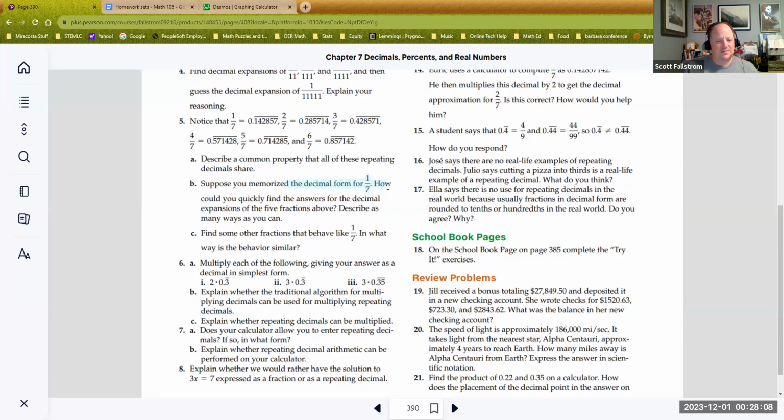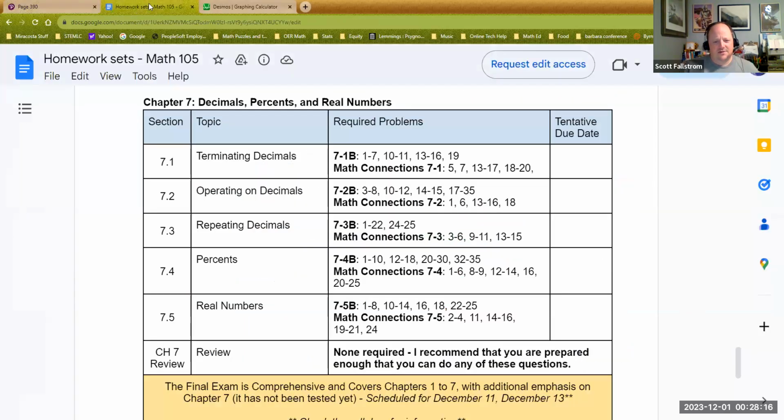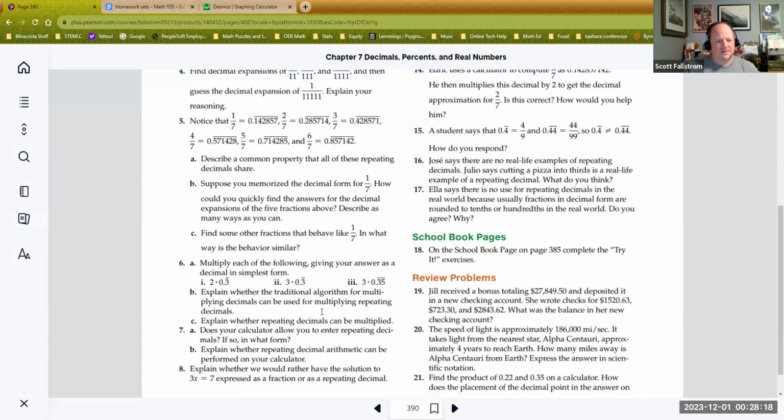Suppose you memorize the decimal form for 1/7. How could you quickly find the answers for the other decimals as described above? Okay, so that is 3 through 5. Oh, I said 3 through 6.